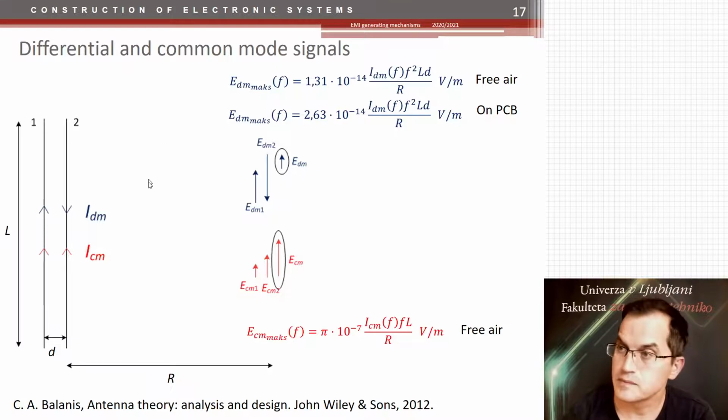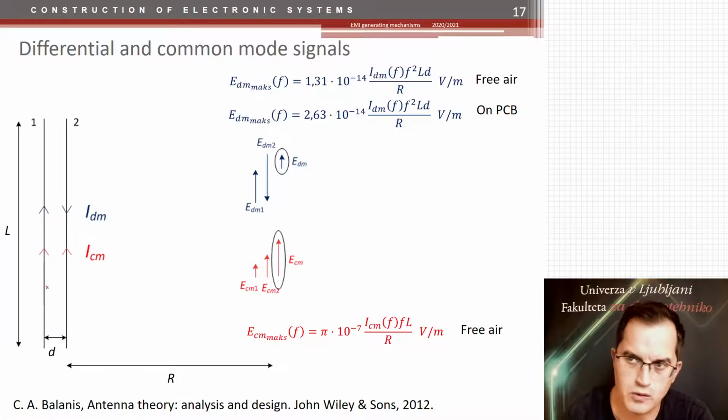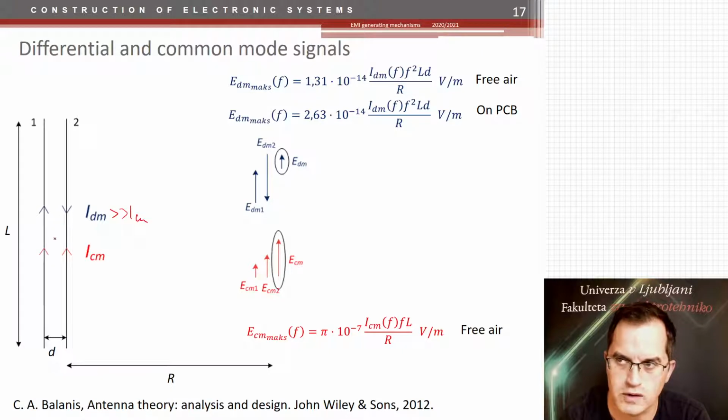Now, here I show two cables, or two lines, two tracks, two current carrying lines in a cable. They contain differential mode part and common mode part. As you know, differential part is much larger than the common mode part because the majority of the current runs through these lines here.